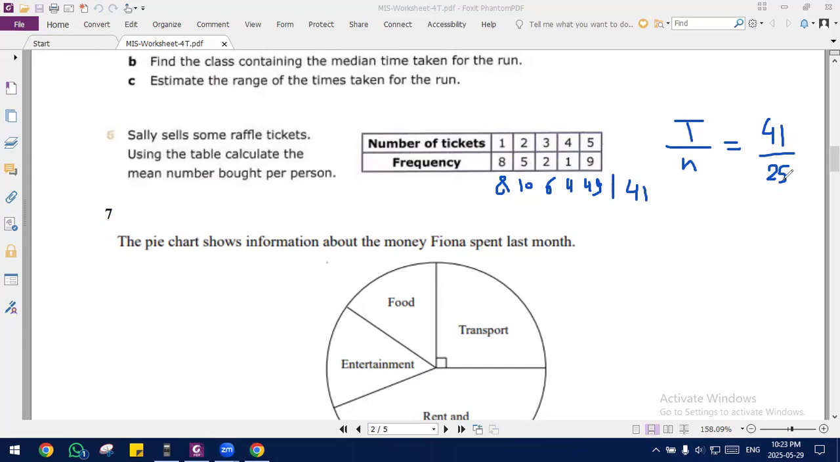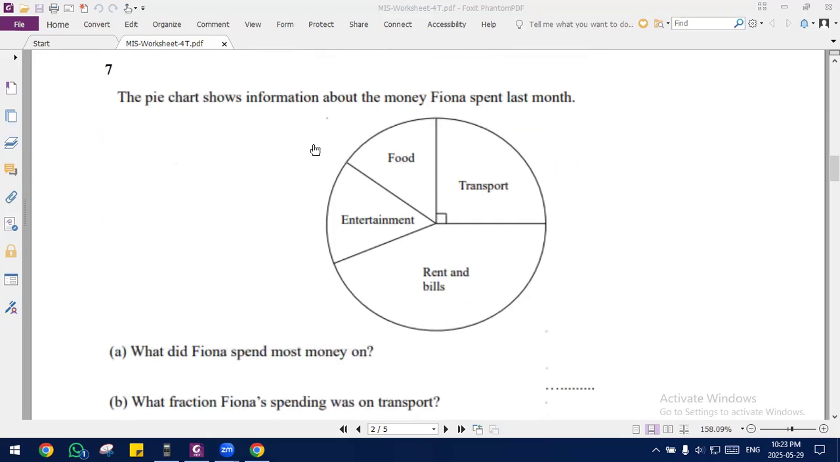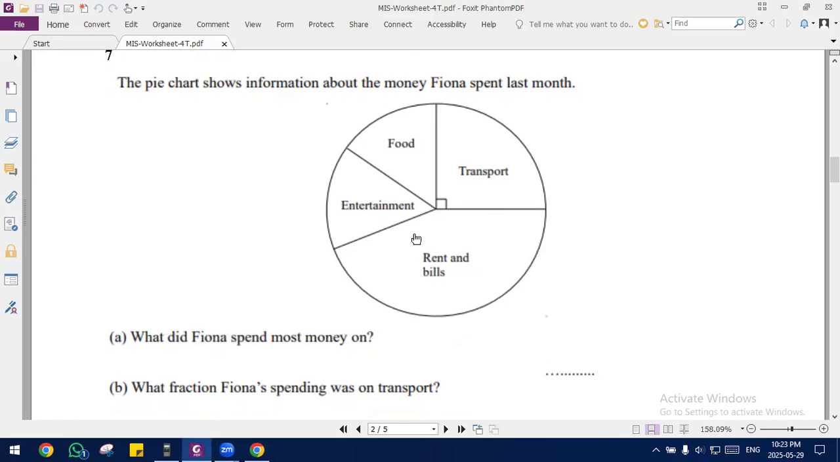Now, next. The pie chart shows information about the money Fiona spent last month. She spent on transportation, food, entertainment, and rent and bills. What did Fiona spend most money on? So this pie chart makes different sectors to show each part. Spend most is the biggest part for sure. So she spent the most on rent and bills.